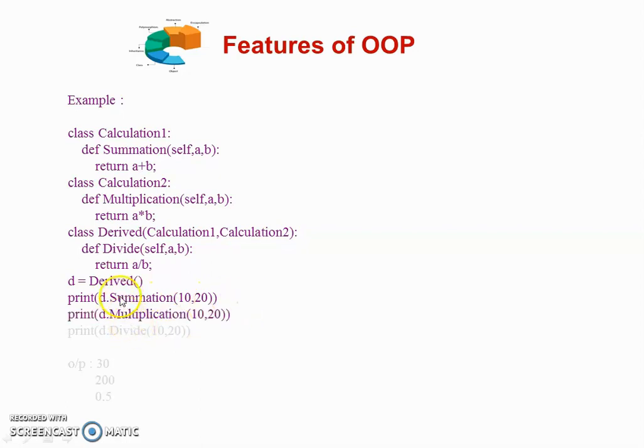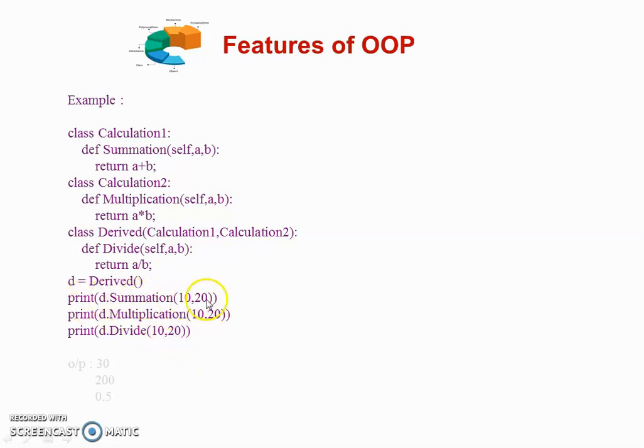Then just like that summation, we again call the method of Calculation2, like in the print function d dot multiplication 10, 20, and at the last we call the divide method of the own derived class using d dot divide, and again we pass the parameters 10, 20.